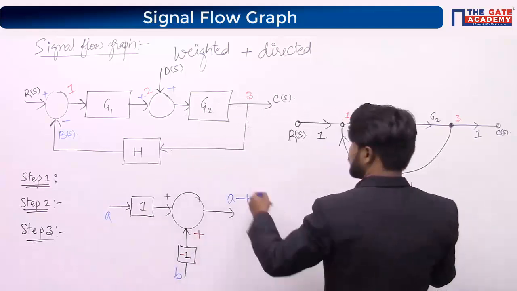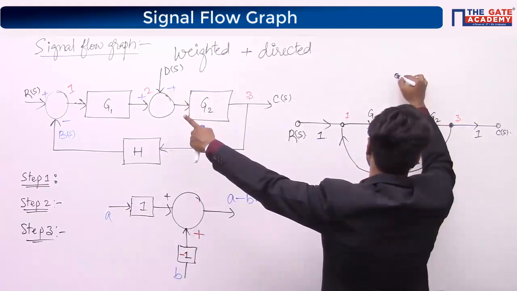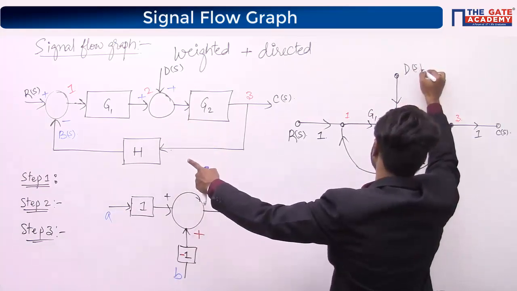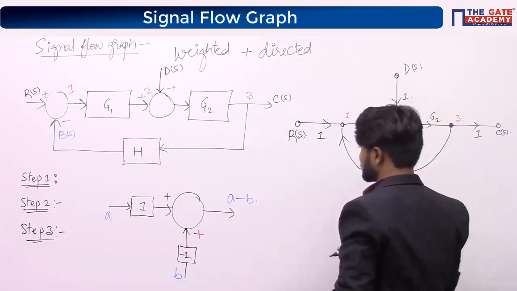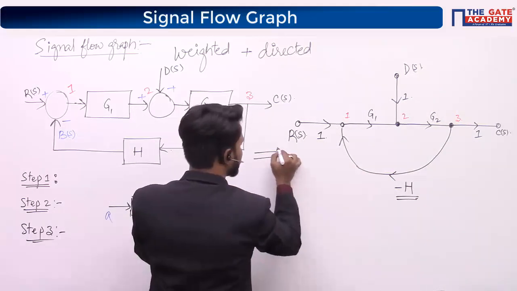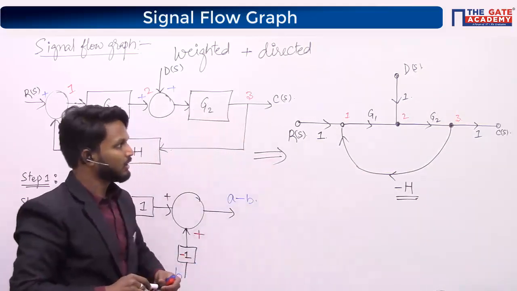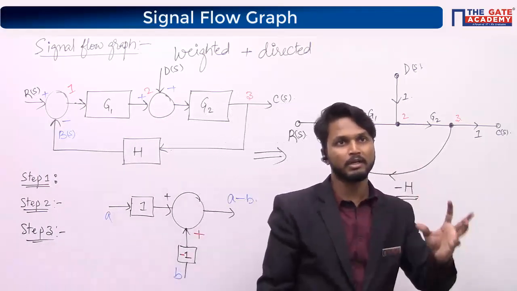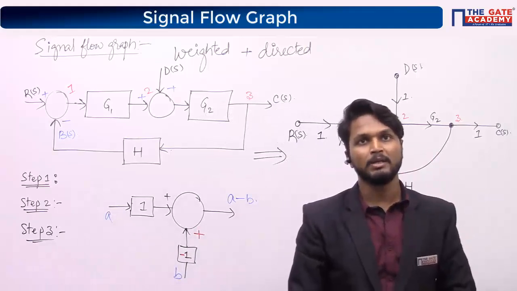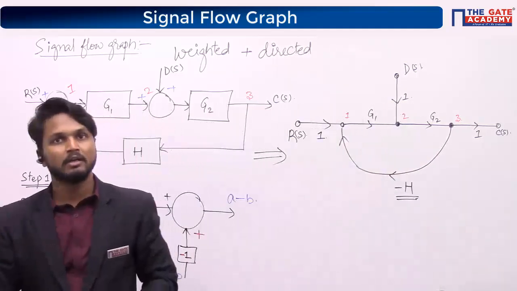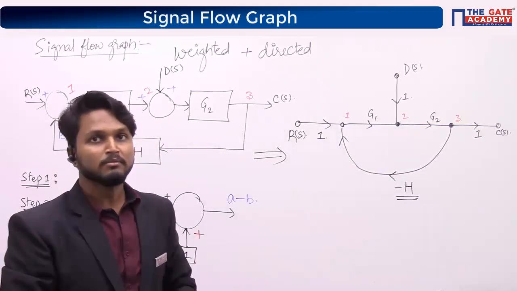Next you have one more input D of S, so you can separate this D of S and this node with a unity gain branch like this. So this is the signal flow graph representation of this particular transfer function. This is how you will obtain the signal flow graph of any particular block diagram. Is it clear, everyone?